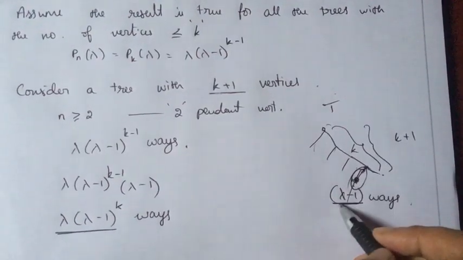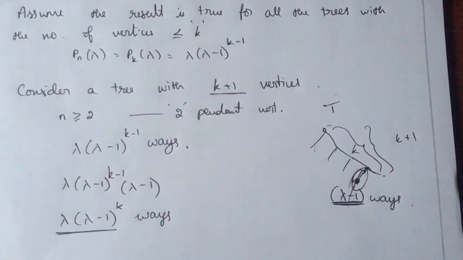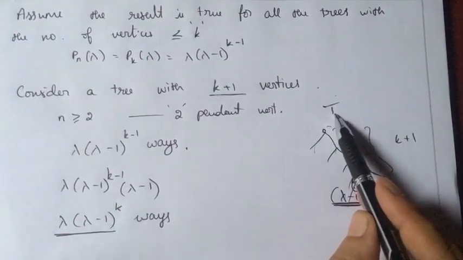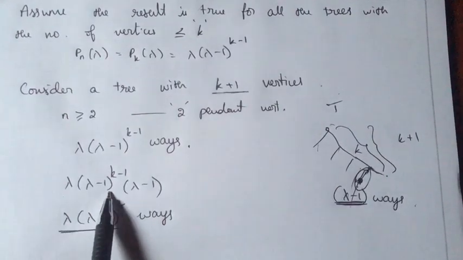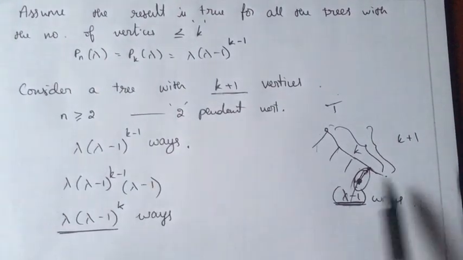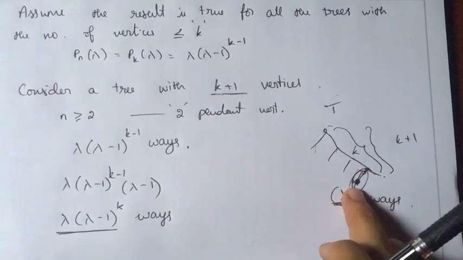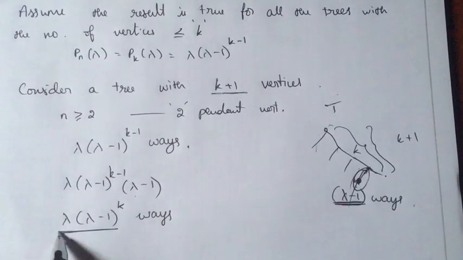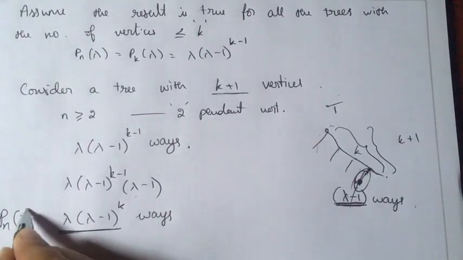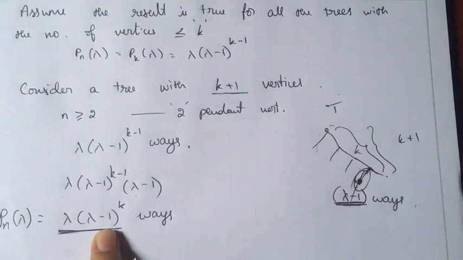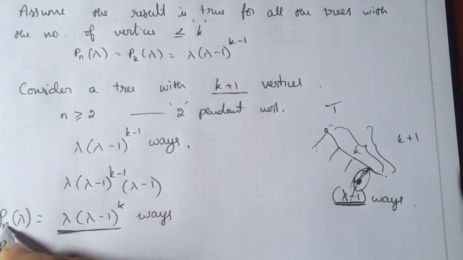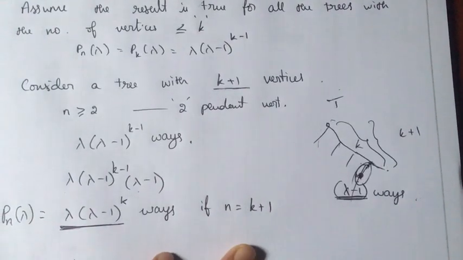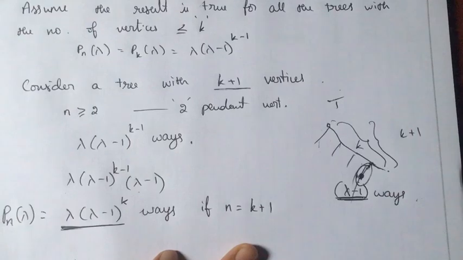So this vertex will have lambda minus 1 options, so that the total k plus 1 vertices in my tree can be colored in lambda into lambda minus 1 power k minus 1 ways without the pendant vertex. After adding the pendant vertex, which has lambda minus 1 options, I multiply, so that Pn of lambda for a tree is lambda into lambda minus 1 power k when n equal to k plus 1. So this proof is by induction on the number of vertices.